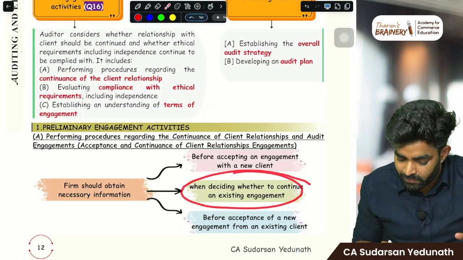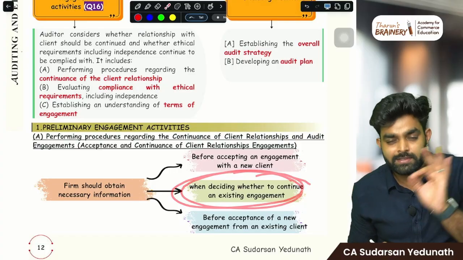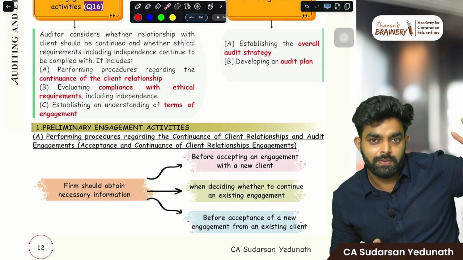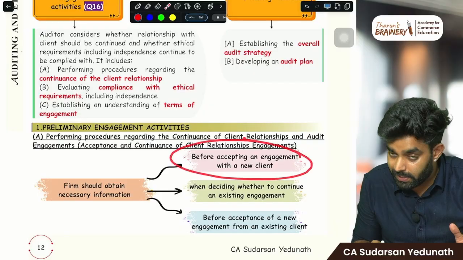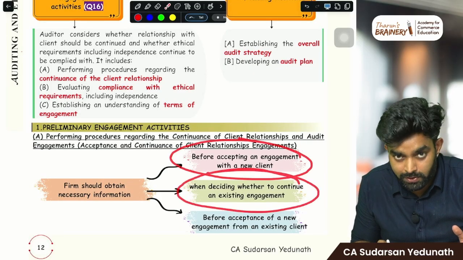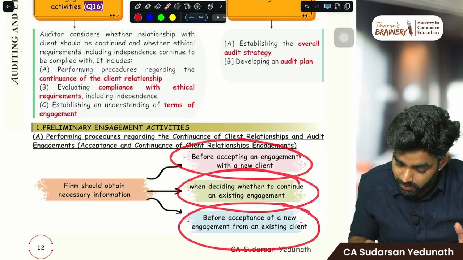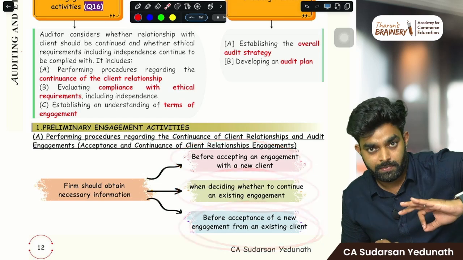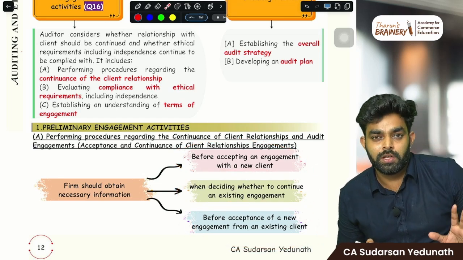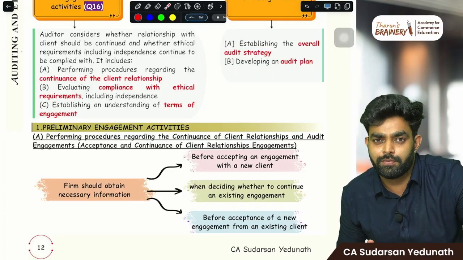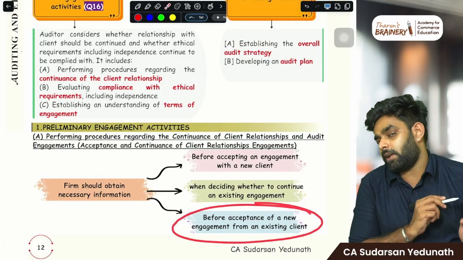Then, when deciding whether to continue an existing engagement, I told you for the last 2 years we were the auditor of Zomato. This year also, should I continue or not? This is we are accepting a new work. This is we are continuing with the old work. This is we are accepting a new work from an old client, an existing client. Zomato told me, okay, 2 years you were doing the audit, but this year do some other work also for me. That is a new engagement other than auditing.